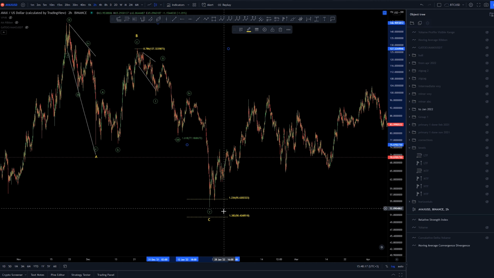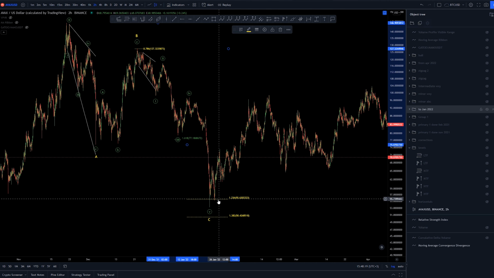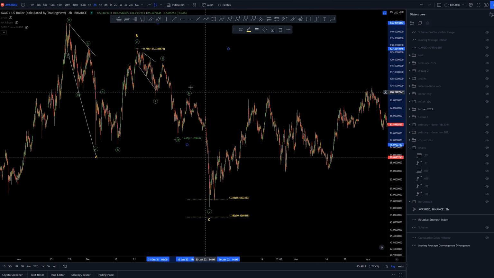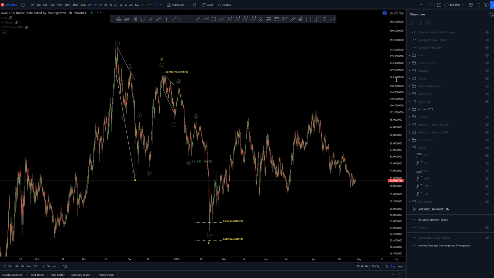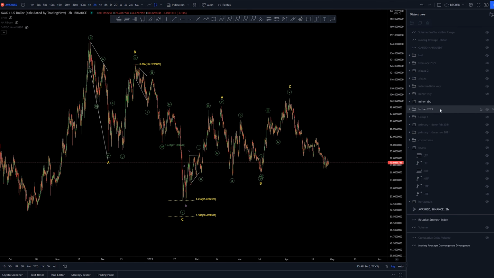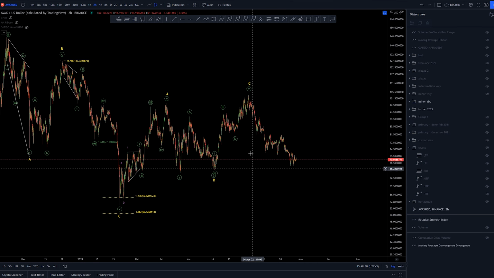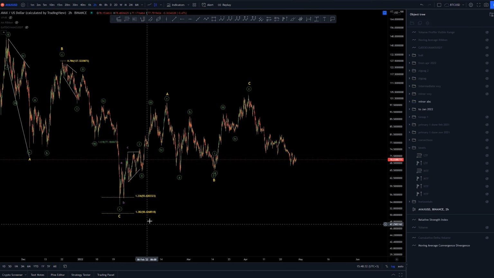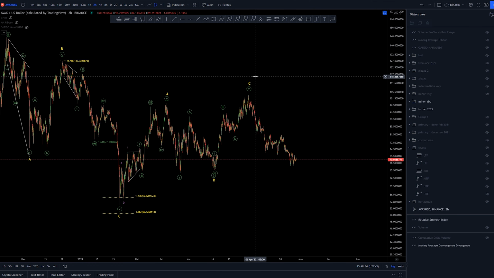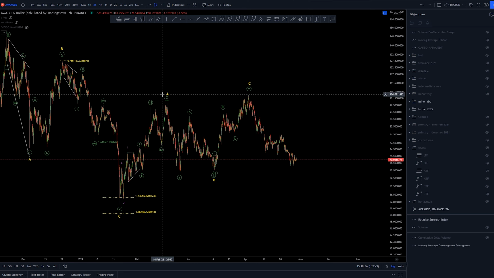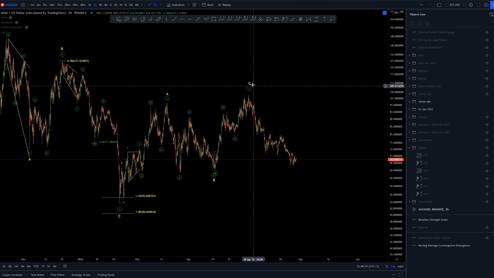Targeting for the C wave is coming about 1.236 of the A wave. Nothing else on this, I don't think. Now we have a couple of different counts for this part that I'm showing, but again the point is we have a somewhat easy looking three-way structure that ends up here.